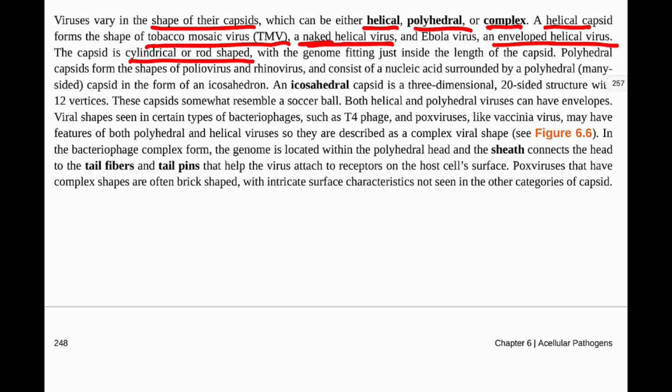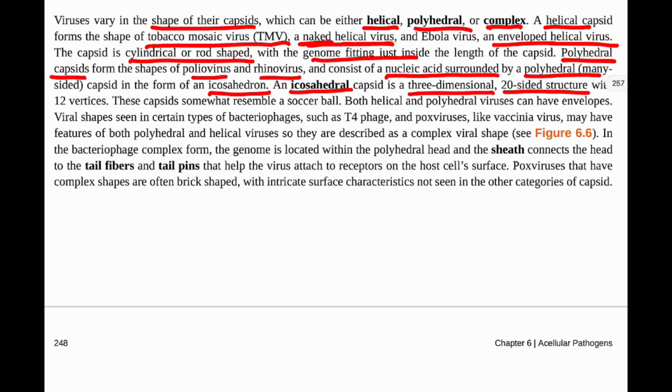Then we have our polyhedral capsids, form the shapes of poliovirus and the rhinovirus. And they are a nucleic acid surrounded by a polyhedral capsid. So it's in the form of an icosahedron. An icosahedron, or an icosahedral capsid, is three-dimensional. It's a 20-sided structure with 12 vertices. So basically it looks like a soccer ball.